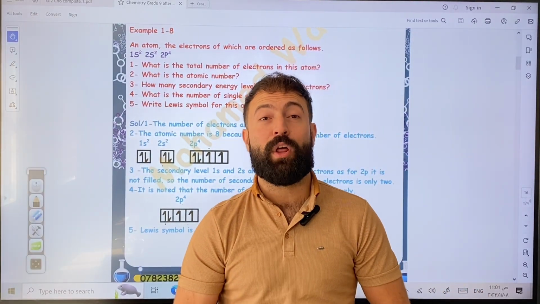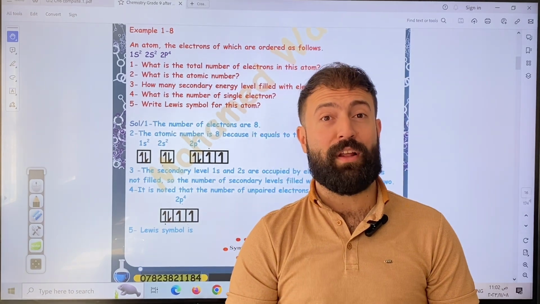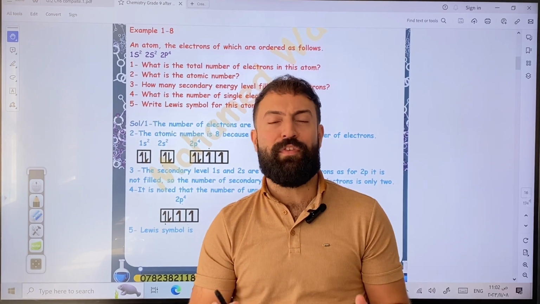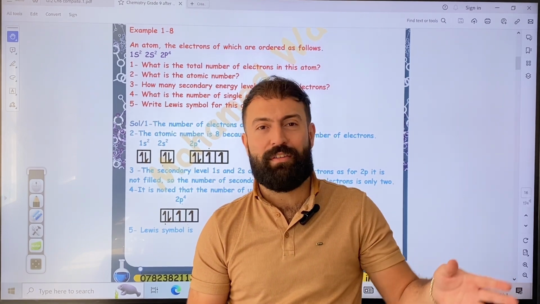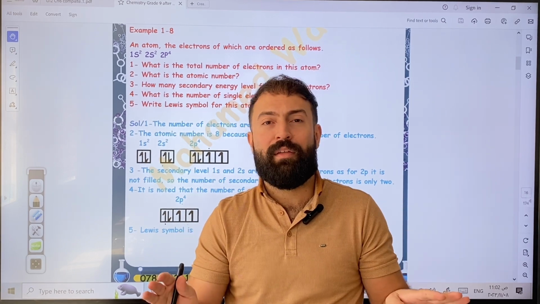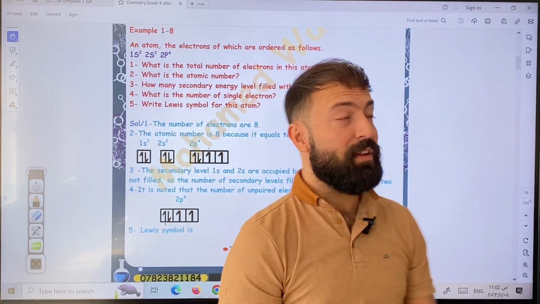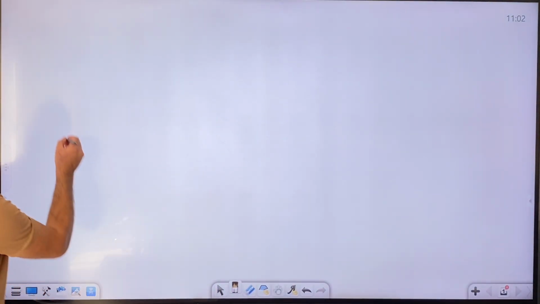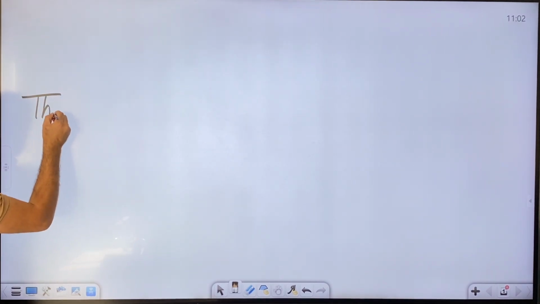In this lecture, we will talk about a very important subject, a very important question that keeps coming to you in the exam. I saw many students face many difficulties with it and they lose marks on it. Although it's pretty easy, if you understand the question the right way, then you will get the mark from it easily. The subject is the electron configuration.